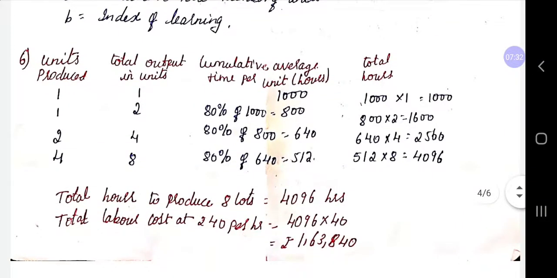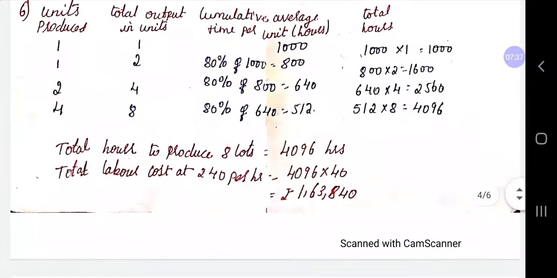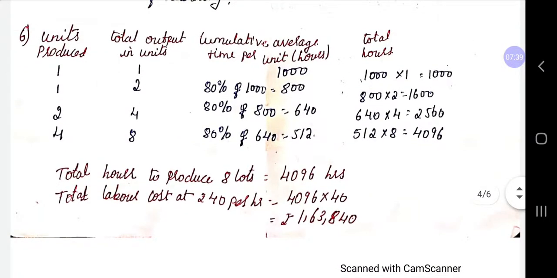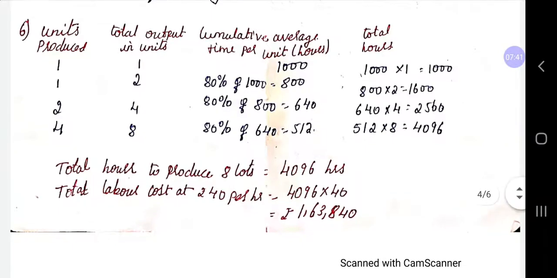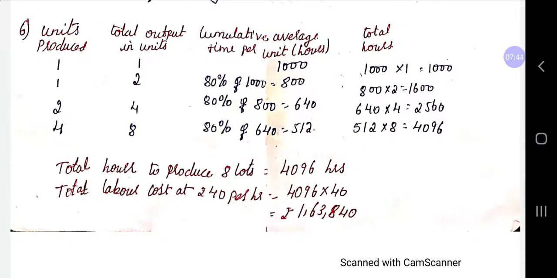Next, moving to your 5 marks problem. From question 6 it is a 5 marks problem. A very simple problem. You need to draw a table. The first column is units produced. The second is total output in units. Then cumulative average time per unit, in hours. Then total hours. This is your fixed table. I will read the question here. The questions I will attach in the PDF.